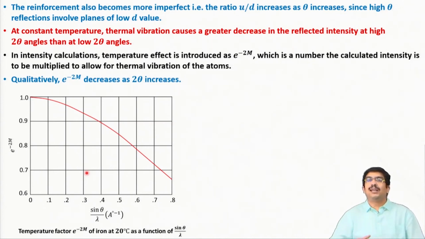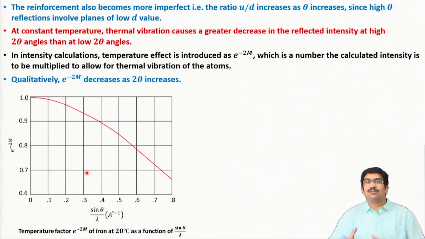That also will affect the intensity. So even at a constant temperature, thermal vibration will cause a greater decrease in the intensity of the peak at high 2 theta values than at low 2 theta values. So an increase in temperature itself will decrease the intensity because u will increase, and that decrease in intensity will be more prominent at higher 2 theta values. For those peaks from high index planes which have low d value, this decrease in intensity due to increase in temperature will be much more prominent.